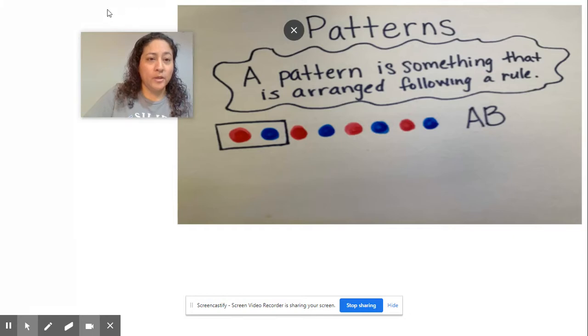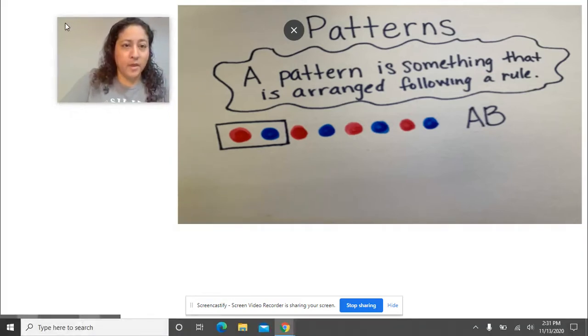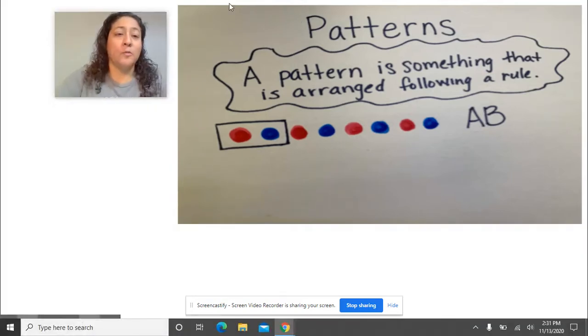So today we're going to be talking about patterns. Today and tomorrow we're going to review some patterns, and then we're going to start with new patterns. Remember, I told you there are a lot of different patterns. So a pattern is something that is arranged following a rule. So you'll get a rule.